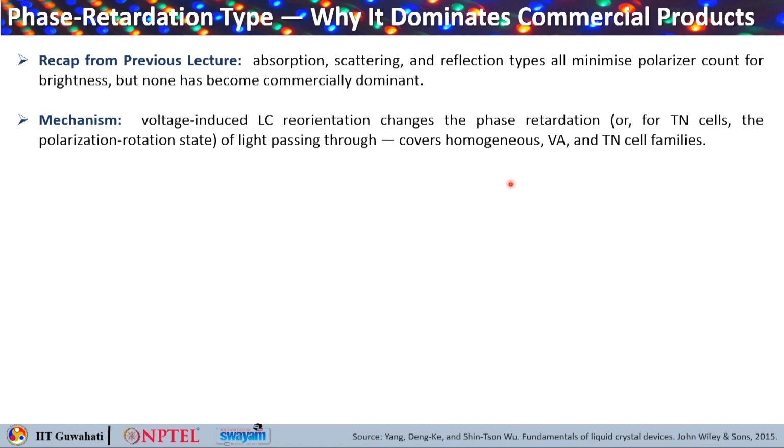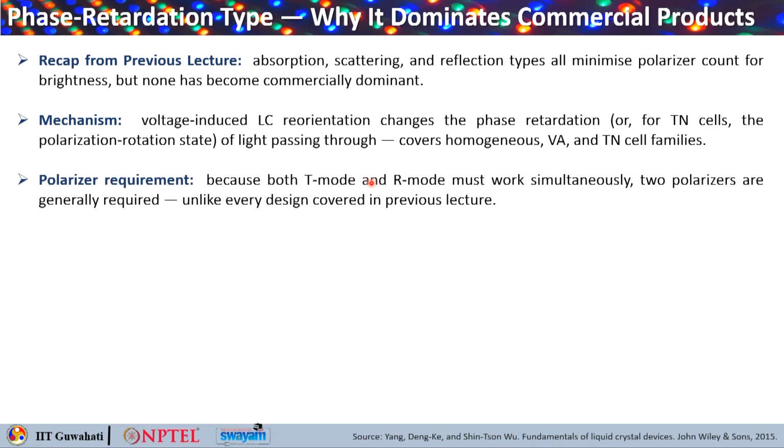Now both effects basically originate from the same underlying voltage induced liquid crystal orientation that you have already studied, right? So in short, you can say that the mechanism here is nothing but voltage induced liquid crystal orientation, which changes the phase retardation, that is mainly for the homogeneous and vertical alignment cells, and for the twisted nematic cells your polarization rotation state is going to change.